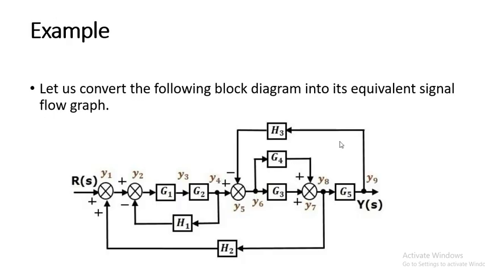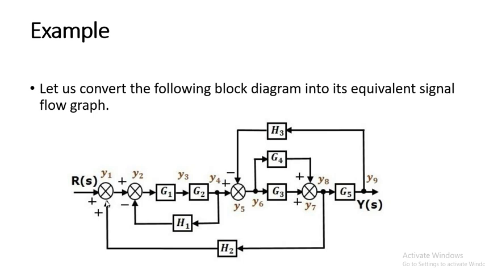See the example. Let us convert the following block diagram into its equivalent flow graph. Okay, now for your better understanding, I have just replaced the variables or summing points or take-off points with a node. So if you see, I have written already y1, y2, y3, y4. These are not parts of a block diagram. These are the parts of a signal flow graph, this y1, y2. But for your understanding, already I have written how to present the node.